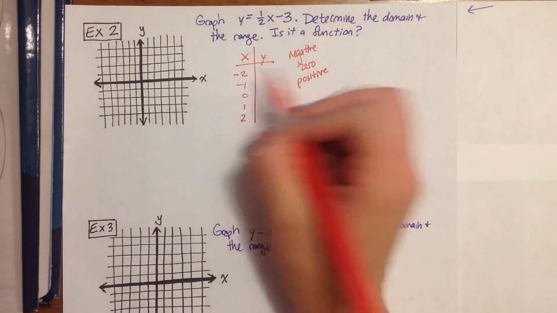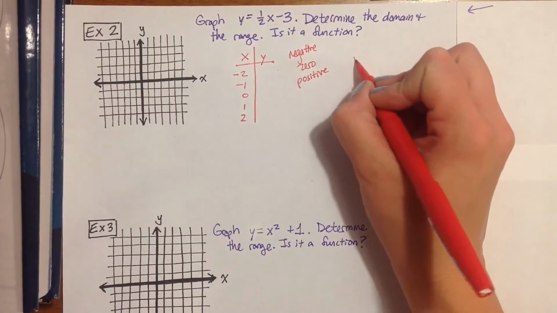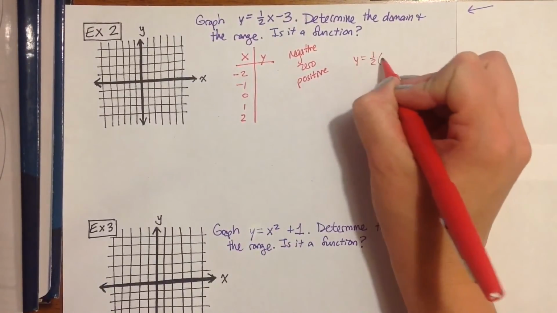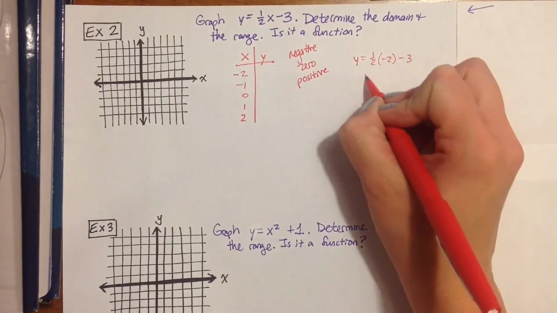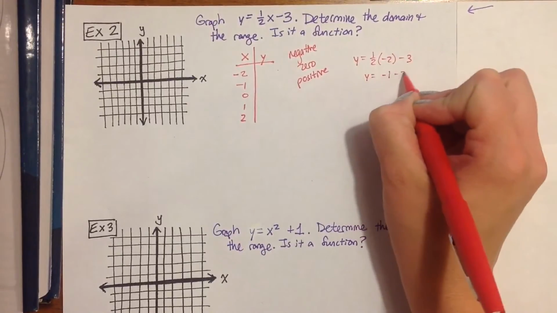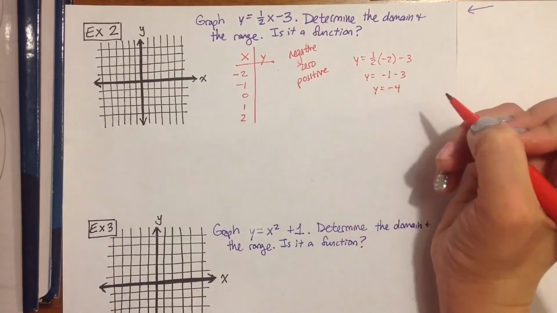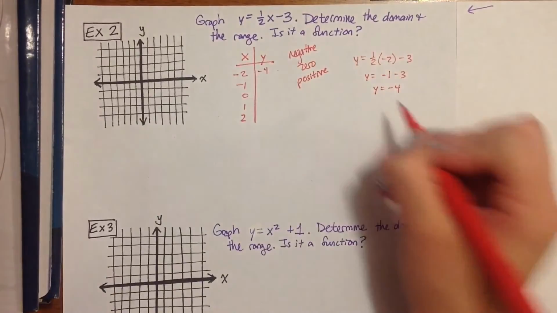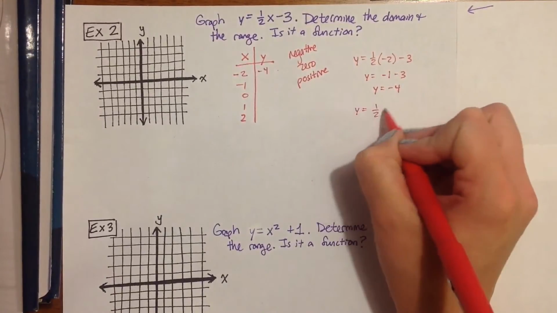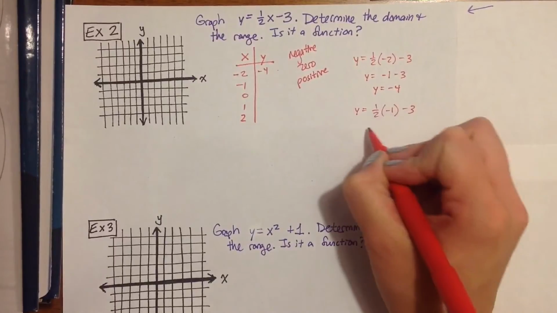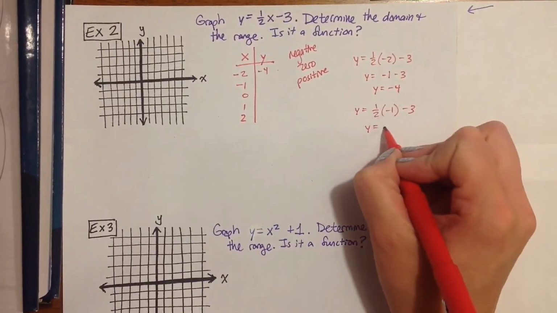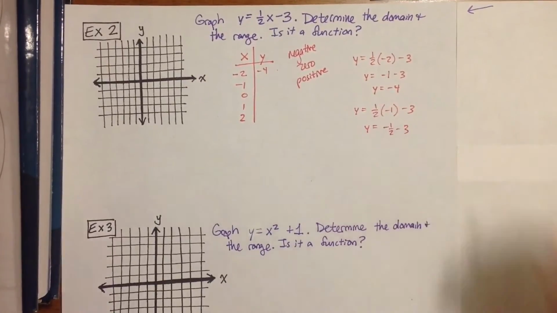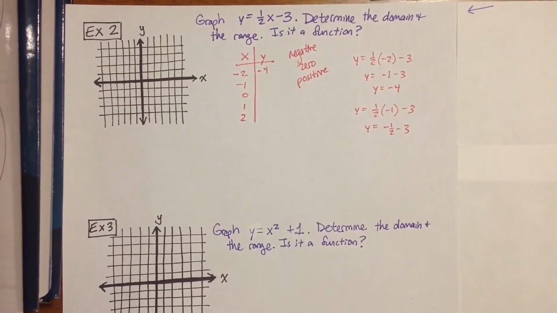So here we go, plugging in -2. I get y equals 1/2 of -2 minus 3. I have -1 minus 3. I have -4. So -4 it is. Plugging in -1, I get -1/2 minus 3. So I'm going to have -3.5.